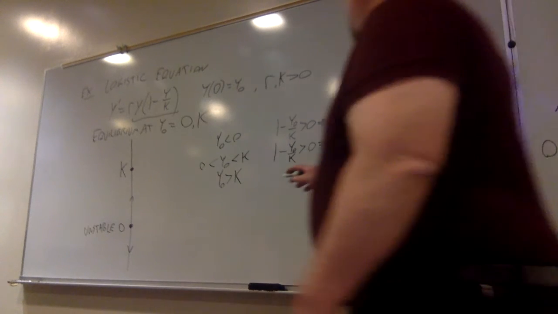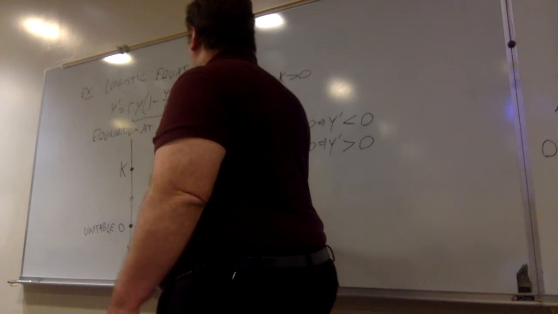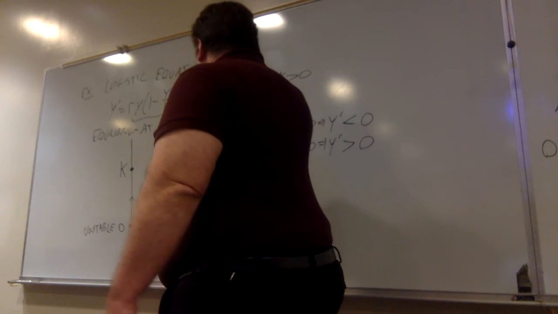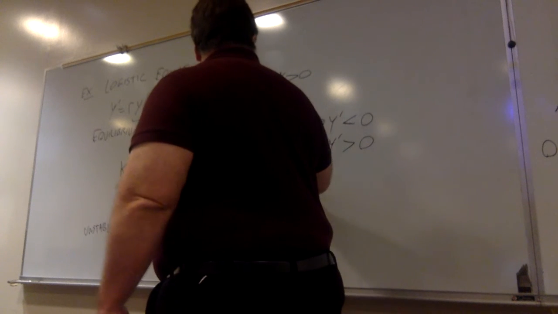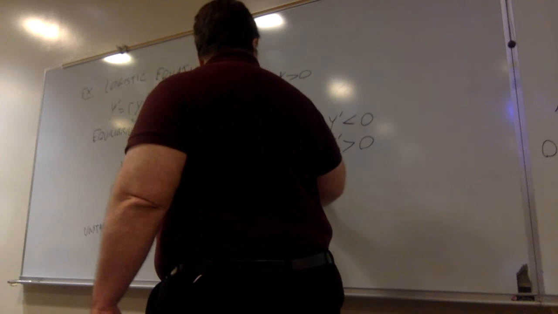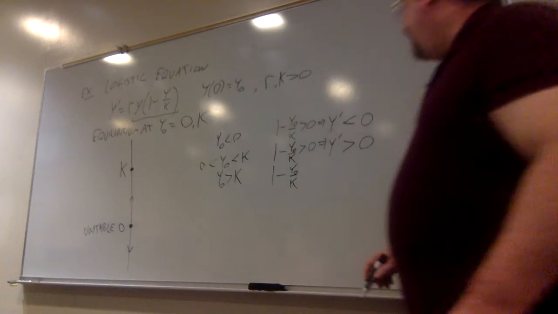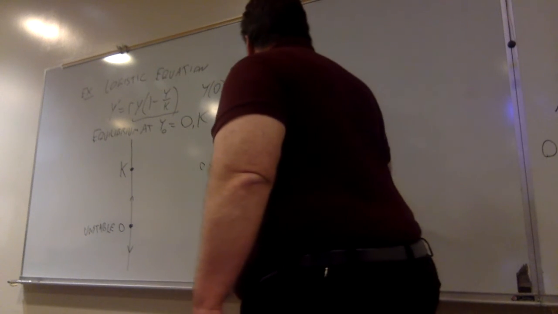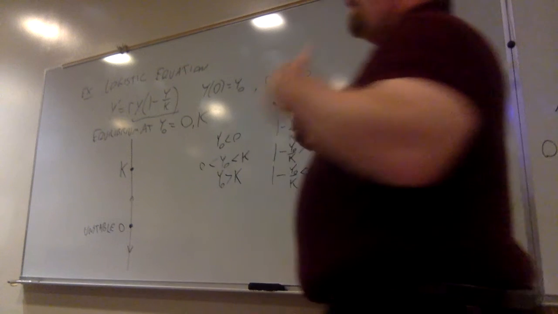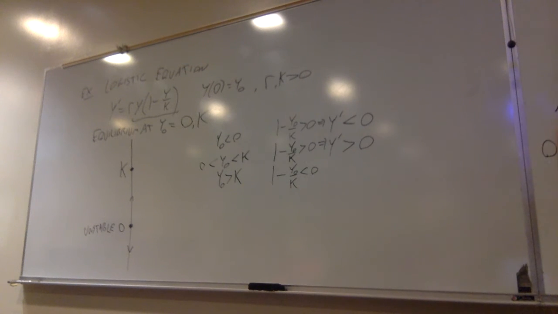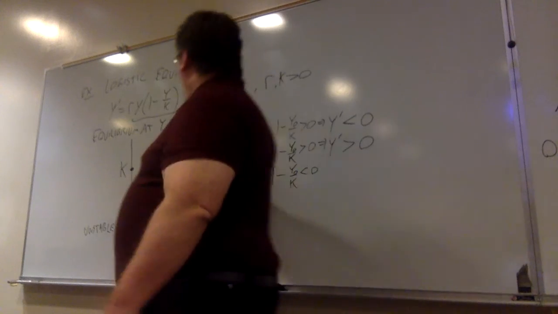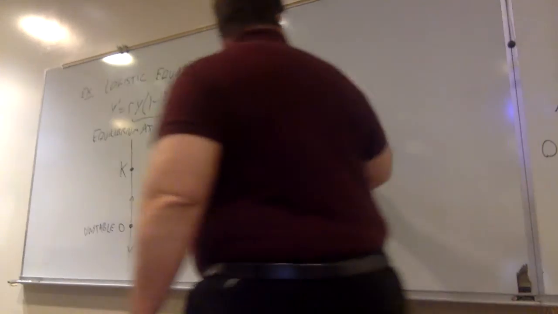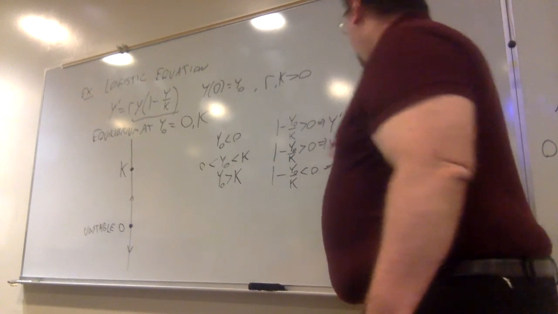So y naught is now greater than k. Because y naught is greater than k, what happens to that expression right there? It's going to be negative now, because this fraction is greater than 1, so what we're subtracting more than offsets the 1 to make the whole thing negative. Okay, so that factor is negative, so what about the whole thing? Y prime.